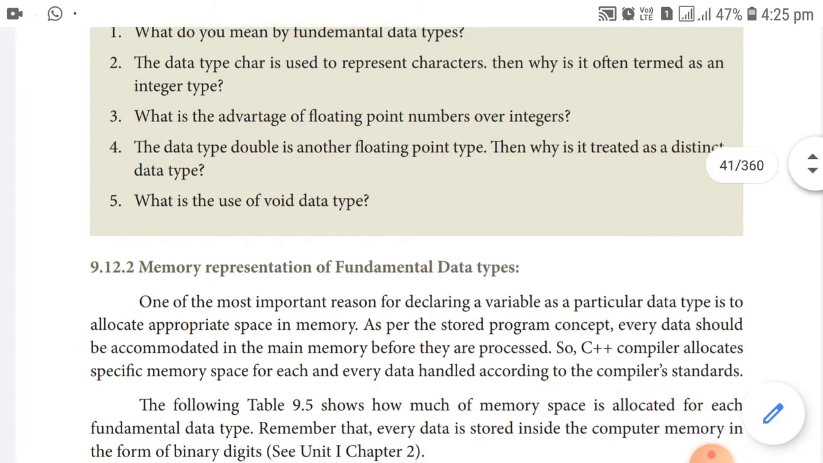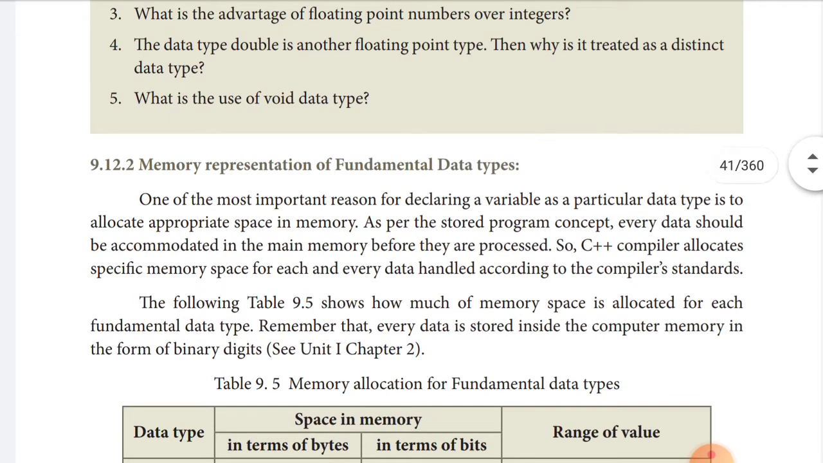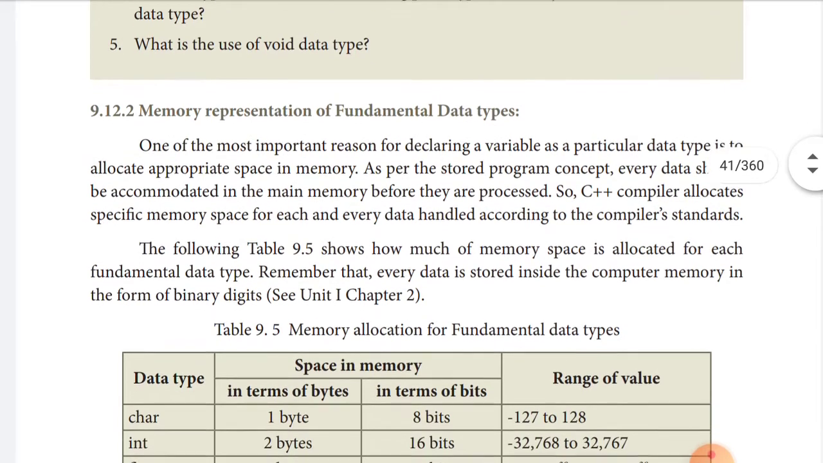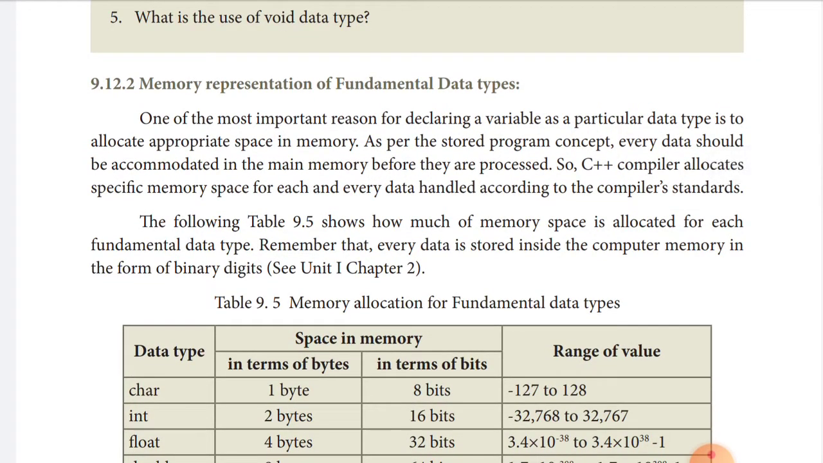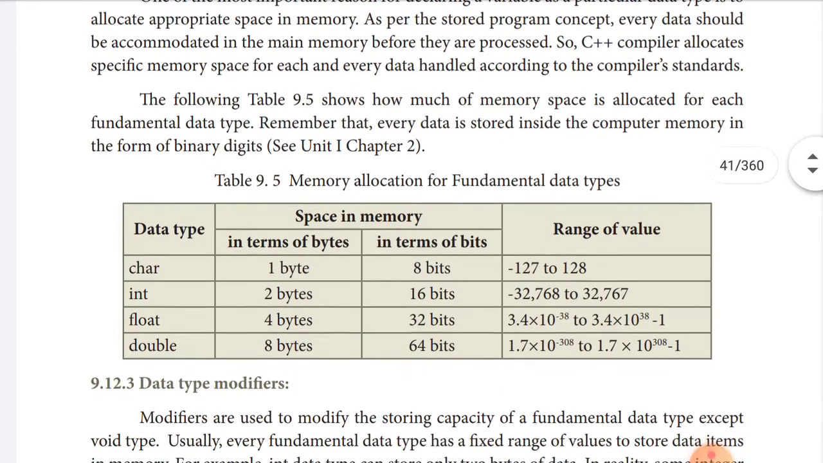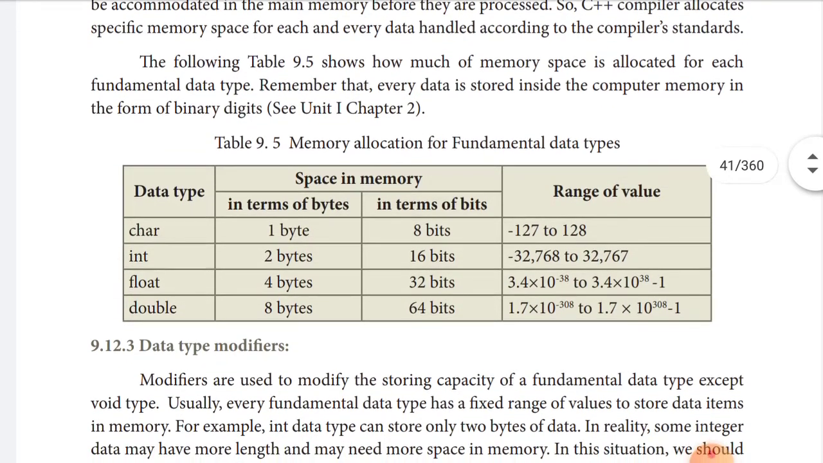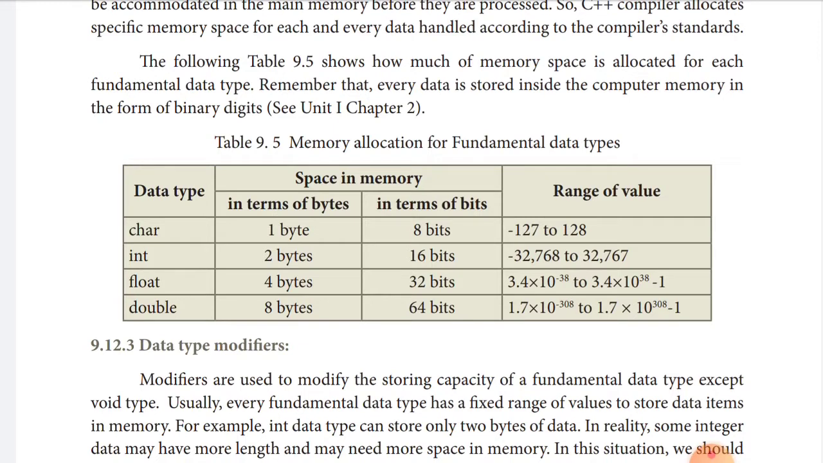Now, how much memory will be allocated for each of the fundamental data types? The most important reason for declaring a variable as a particular data type is to allocate appropriate space in memory. As per the stored program concept, every data item should be accommodated in the main memory. So the C++ compiler allocates specific memory space for each data item according to the declaration. What is the data type, and how many bytes will be allocated in memory? We will show all of this in a table.